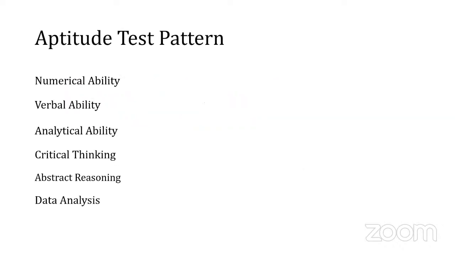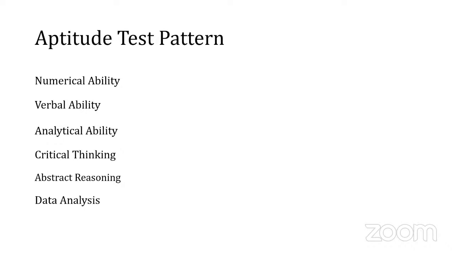If you talk about what will be asked in the aptitude test of the GenC program, it is numerical ability, verbal ability, analytical ability, critical thinking, abstract reasoning, and data analysis. Most of the students are aware of what will be asked in numerical ability: questions from quantitative aptitude such as percentage, average, ratio, proportion, mixture, allegation, and so on. In verbal ability, they will ask basic questions of grammar, fundamentals of tenses, then parts of speech. All these things will be covered in verbal ability.